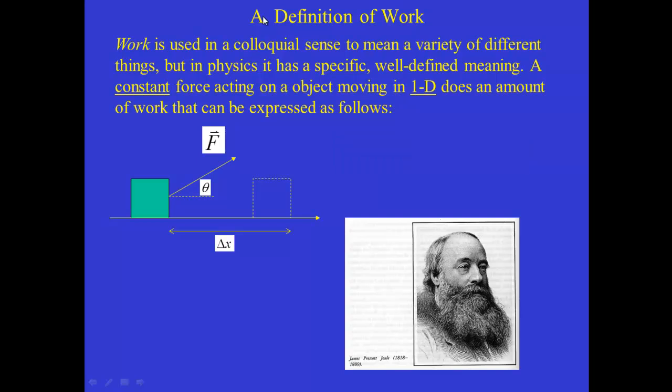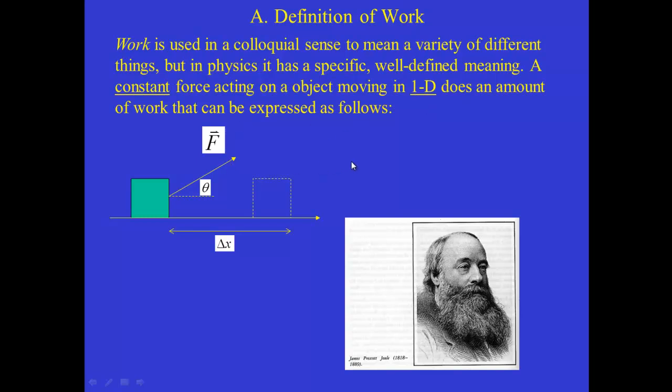Alright, work is defined in a colloquial sense in the English language to mean a variety of different things. Some sort of exertion is usually implied. But in physics, words like this have specific, well-defined meanings. And sometimes we can't really get the right idea about the physics meaning by just falling back on our common everyday meaning. For physics purposes, a constant force that acts on an object where the object is only moving along one direction, in one dimension, does an amount of work that can be expressed in the following way.